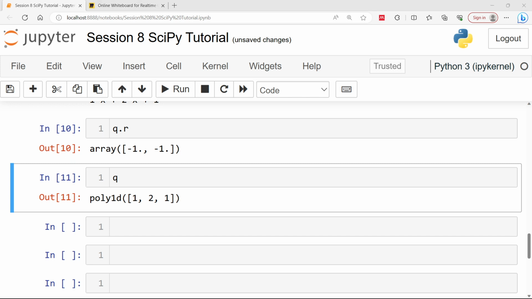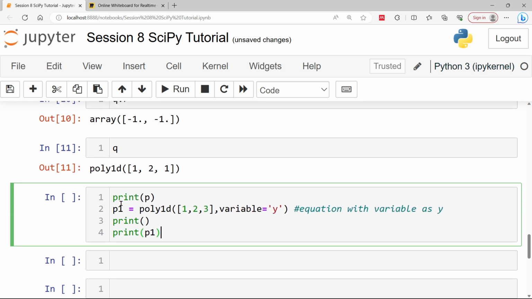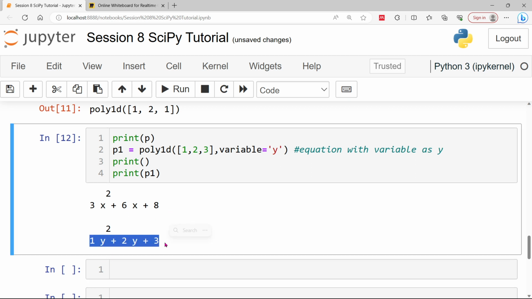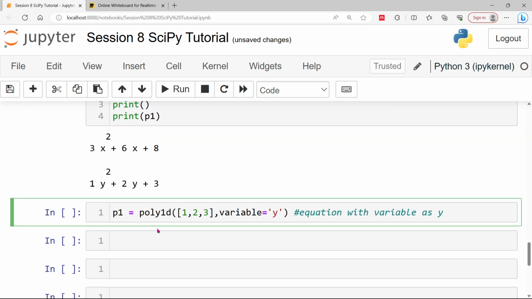Now we have more functions. Suppose we have print p, and let me print p here. P1 is equal to poly1d of 1 2 3 with variable y, an equation with variable y, right? This is the polynomial 1d with variable y. So what's the output of this equation? Here, instead of 3x square plus 6x, which was the previous equation, now we have the variable as y, right? Sometimes we need a time equation, right? So for this time equation, we need the t variable. This is the universal truth, some kind.